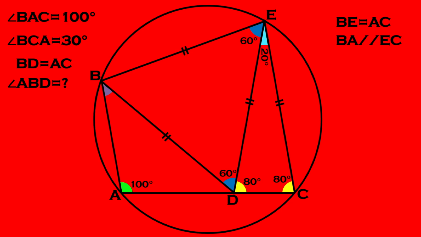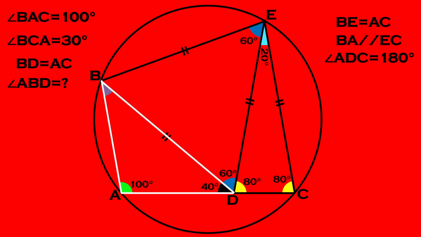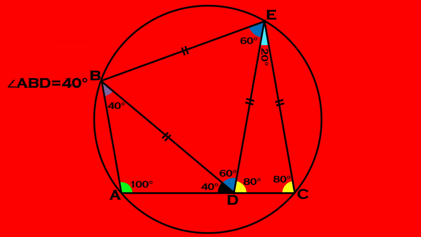Now, the angle ADC is 180 degrees, and it's equal to the sum of the black, the blue and the yellow angle. From that, we can calculate the black angle equal to 40 degrees. Finally, we apply sum of angles 180 degrees to this white triangle, and we find the remaining angle ABD is 40 degrees. So we found our answer. This was the proof.